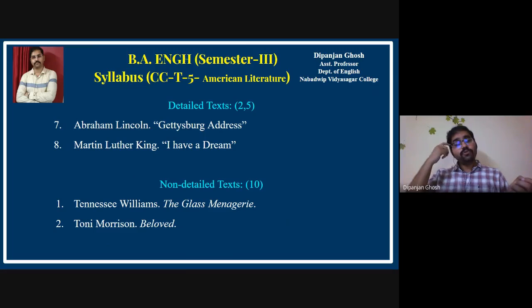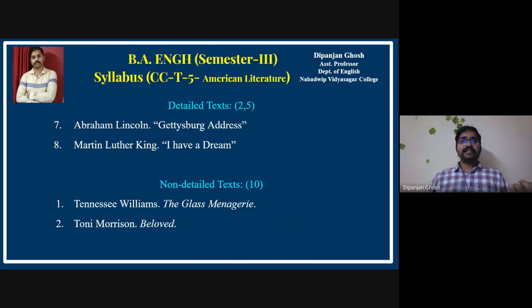Now, so far as the two non-detailed texts are concerned, as you can see here, it is Tennessee Williams's The Glass Menagerie, a very famous text. It is a symbolic text that focuses on different aspects of social class, and on how the menagerie has been taken as something symbolic representing a particular woman. I will not come to that in detail here, but it will be discussed in detail when I take up this particular text.